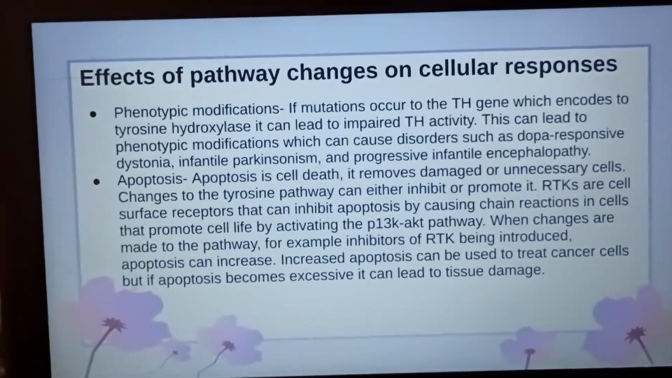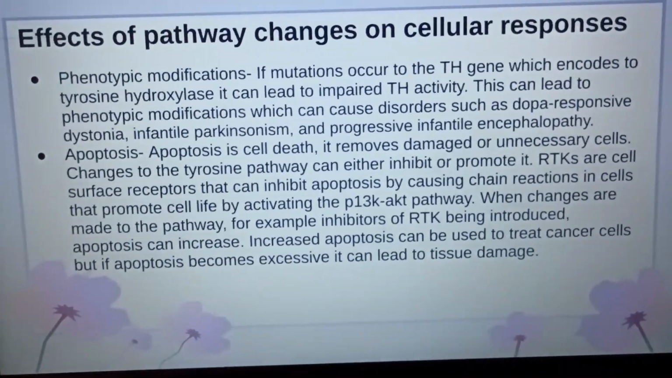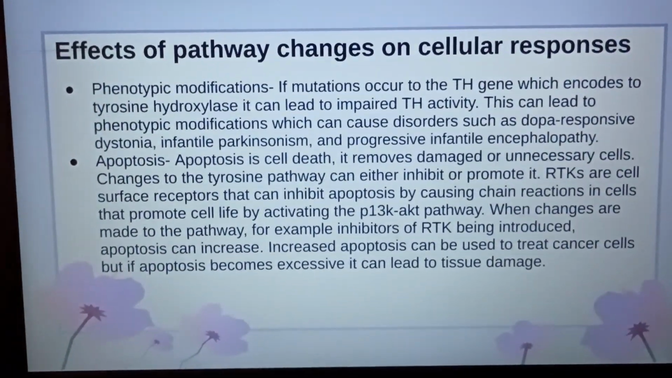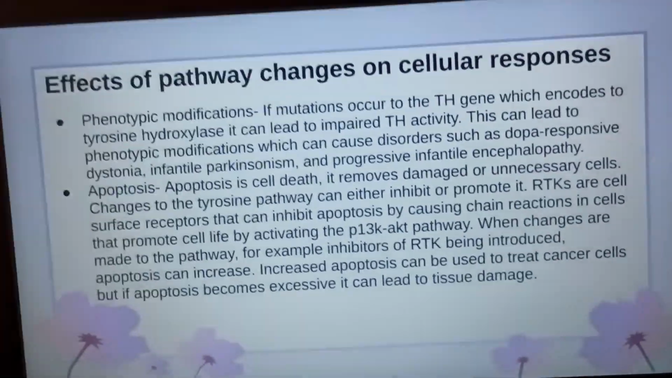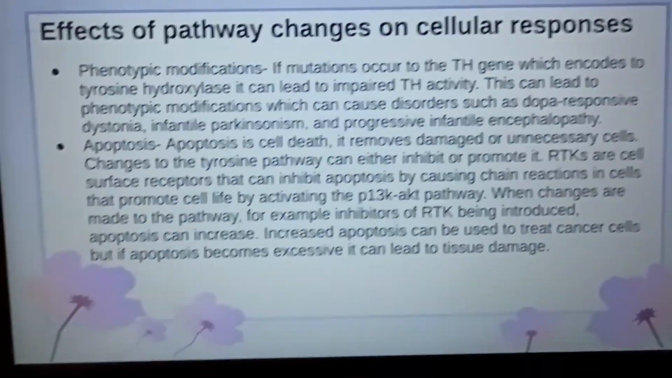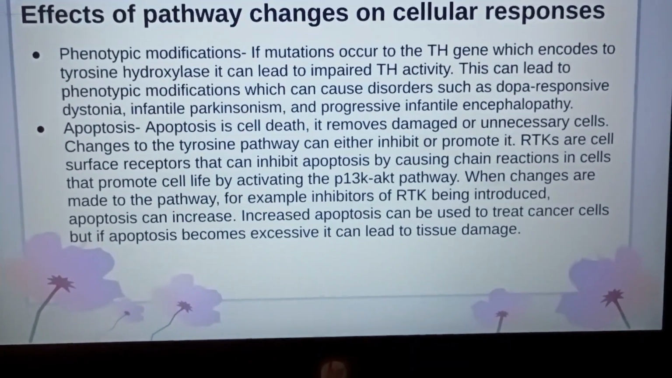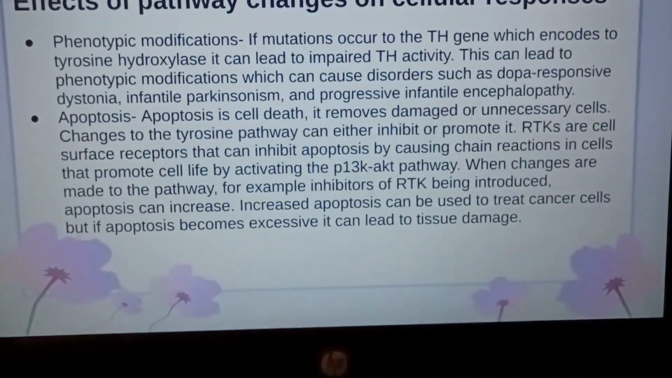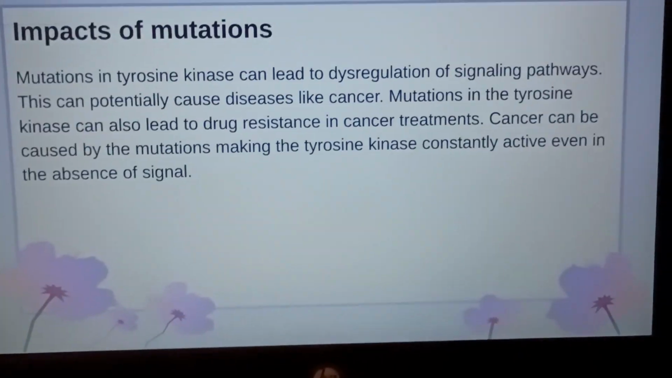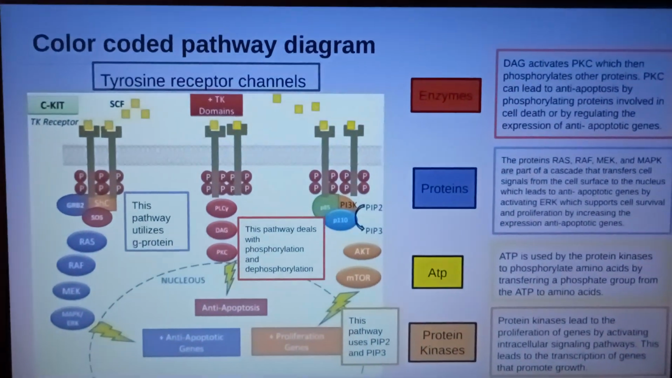Changes to the tyrosine pathway can either inhibit or promote it. RTKs are cell surface receptors that can inhibit apoptosis by causing chain reactions in cells that promote cell life by activating the PI3K-AKT pathway. This pathway right here.